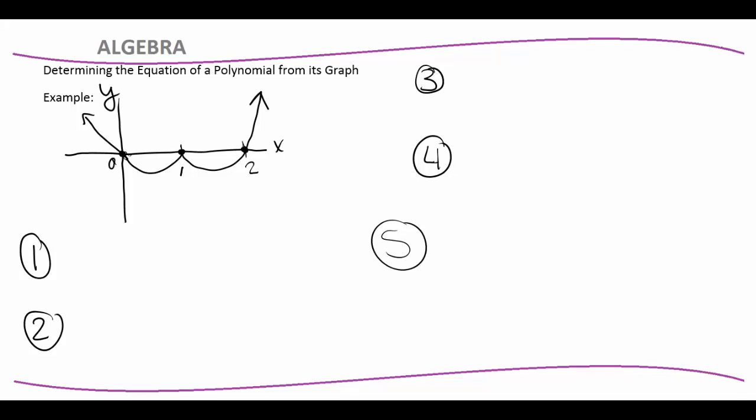First, we want to look at the zeros of this polynomial. The zeros of a function are the x-intercepts of the graph of the function. So the x-intercepts of our graph are where the function touches the x-axis, which is at 0, 1, and 2. So those are our x-intercepts and our zeros.